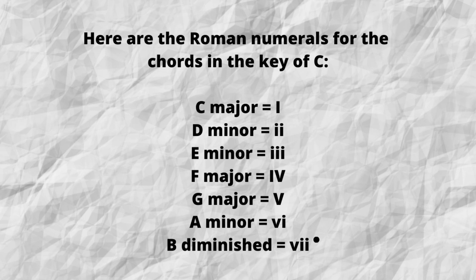E minor, Roman numeral 3, lowercase, because it's minor. F major, capital 4 in Roman numerals. G major, capital 5. A minor, lowercase 6. And finally, as promised, B diminished, lowercase 7 with the little degree sign indicating that it's diminished.